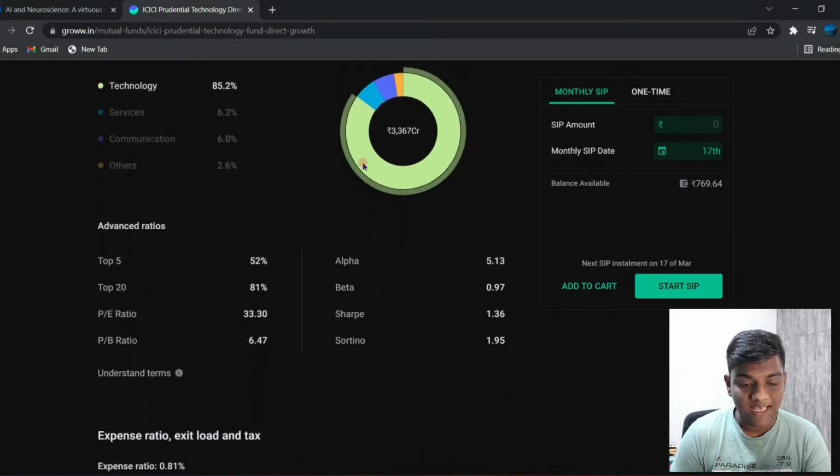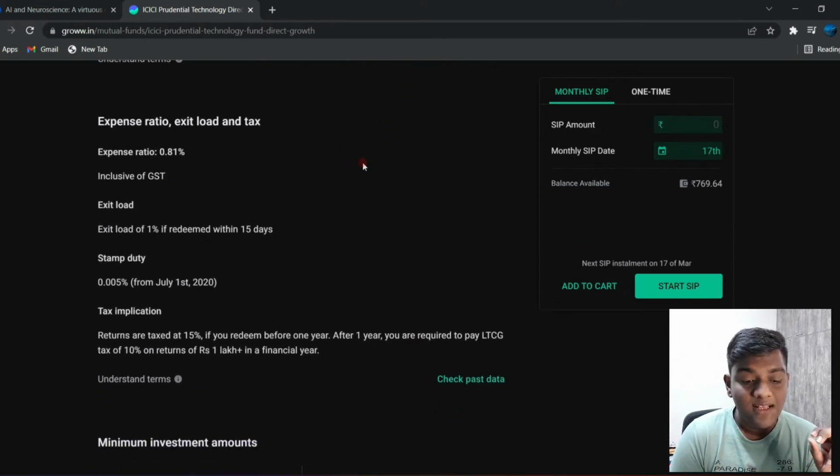So here comes expense ratio, exit load, and tax. So expense ratio of this mutual fund is the highlight because it's just 0.81%, very less compared to other equity sectorial mutual funds. Inclusive of GST is just 0.81%, and the exit load is 1% if you withdraw within 15 days. This is very good because many prefer this mutual fund just for short term because it gives huge results in short term. So exit load is just for 15 days.